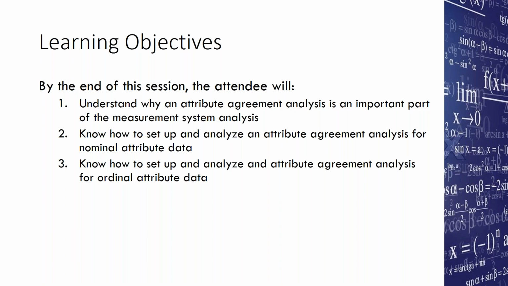Many of you may already know how to set up and run a gauge R&R or a measurement system analysis for variable data. But a lot of times what happens is that we're stuck in a situation where we have attribute data, whether it's nominal or ordinal in nature, and I'll get to that in just a minute, what the difference is between the two. And we can't use variable data. But as it turns out, it's just as important for us to run an attribute agreement analysis when you have that attribute data.